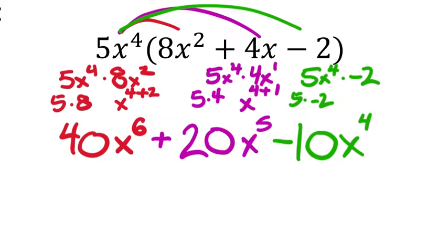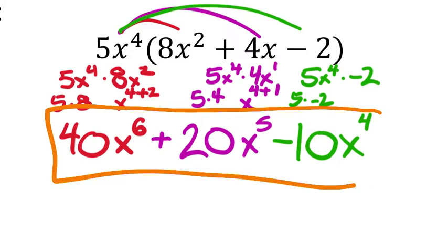So the more experience you get with this stuff, eventually you'll just be like, I see the x's are the same, just 4 plus 2 is 6, 4 plus 1 is 5, and then there were no x's with this one, so x to the power of 4 just kind of drops with this one. However you want to look at it, I do hope the color coding helps.